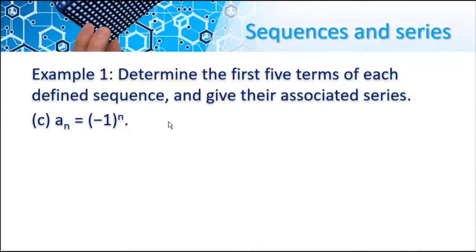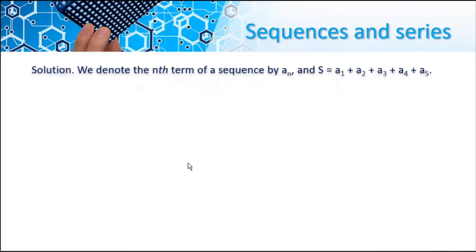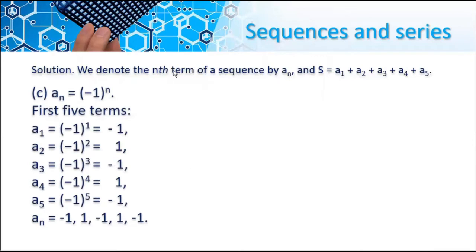Okay, next example under number 1. First 5 terms of each defined sequence. Ito yung ating defined sequence. A sub n is equals to the quantity of -1 raised to n. Then, after ng first 5 term sequence, bigay mo yung kanyang associated series. Okay, check natin yung kanyang sequences. So, ang first term, syempre, it start with -1 raised to 1. First term. So, it is -1.